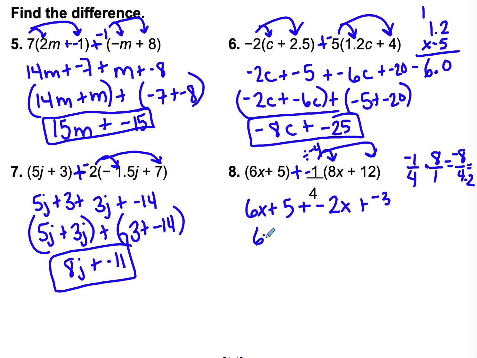Then I'm going to combine my like terms. So 6x plus 2x plus 5 plus negative 3. 6x plus 2x is 8x. 5 plus negative 3, different signs, find the difference. 5 minus 3 is 2.